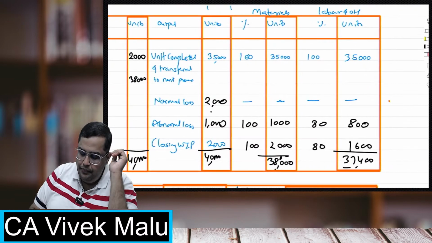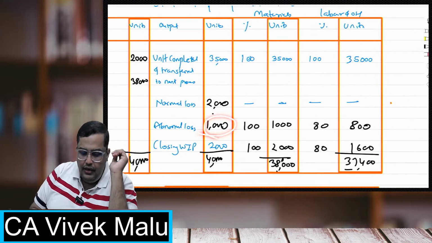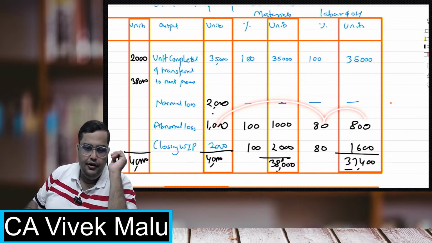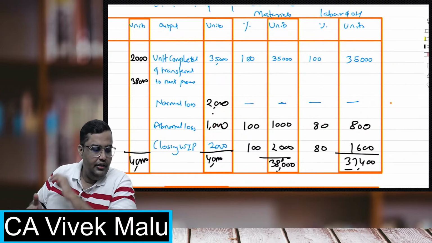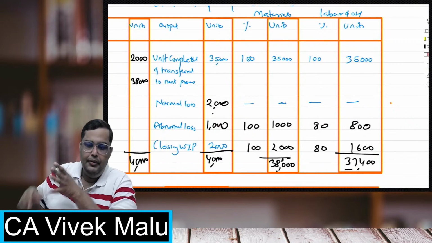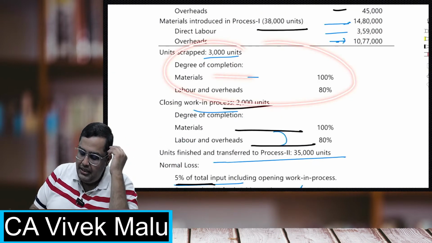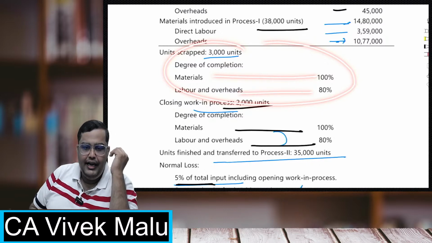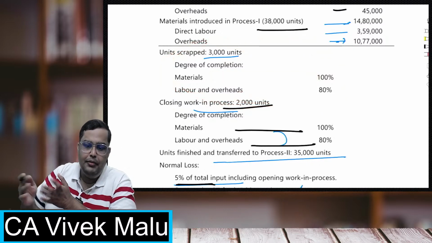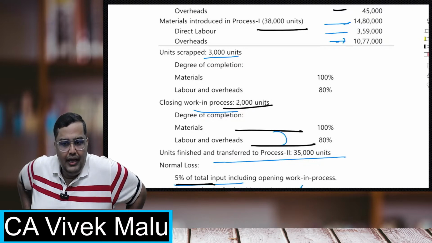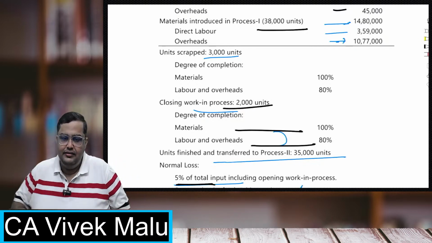So what I did is, 1000 units were there, 100% in respect of materials, so 1000 into 100%, 1000. 80% in terms of labor and overheads, so 1000 into 80% is 800. Is it clear now? Whatever the percentages were given in the question for units scrapped, material 100%, labor and overhead 80%, I've just written that and simply multiplied that. That is how I've done that.